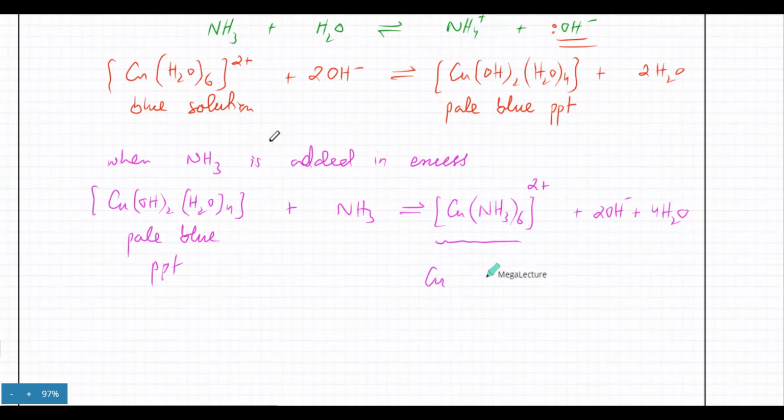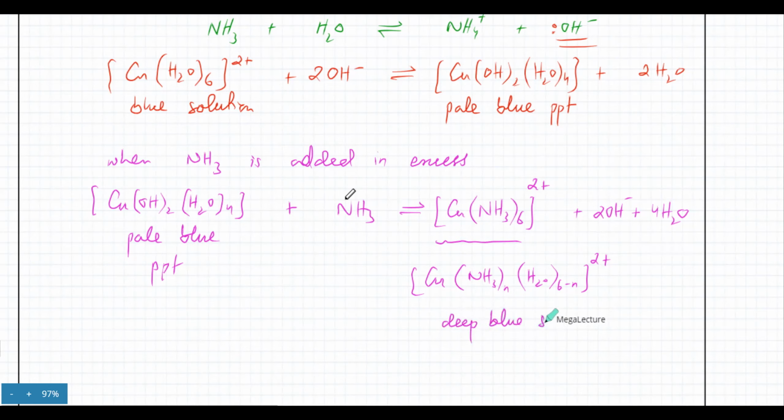There would be n NH3 molecules and there would be 6 minus n H2O molecules with a charge of 2 plus. So there could be 5 NH3s and 1 water molecule around it. There could be 4 NH3s and 2 water molecules around it. So any number of combinations are possible if you keep on adding NH3 into the solution. This results in the formation of a deep blue solution.